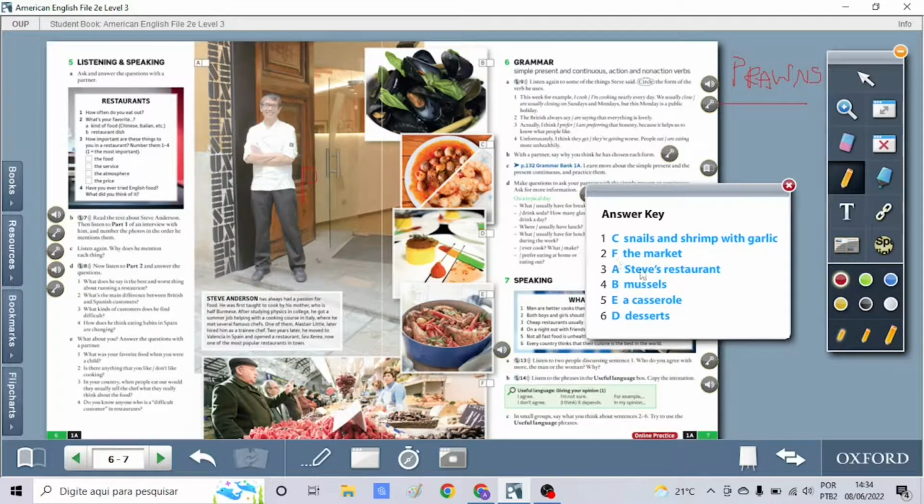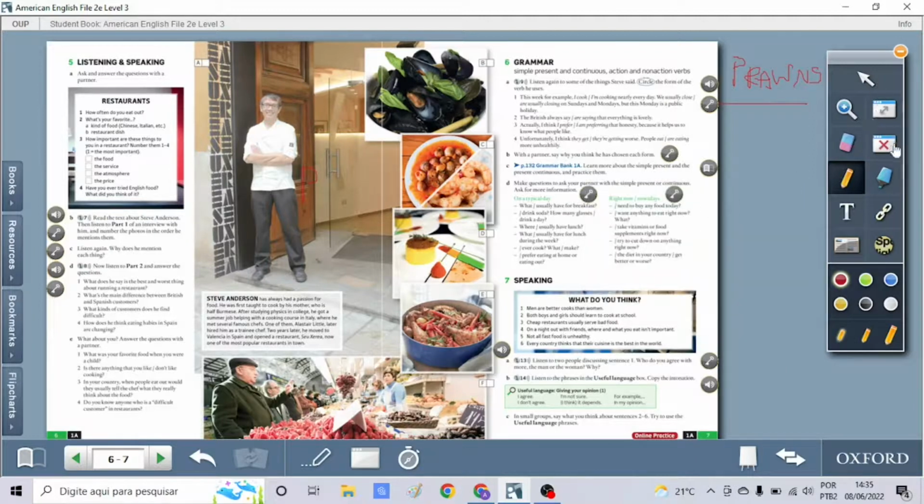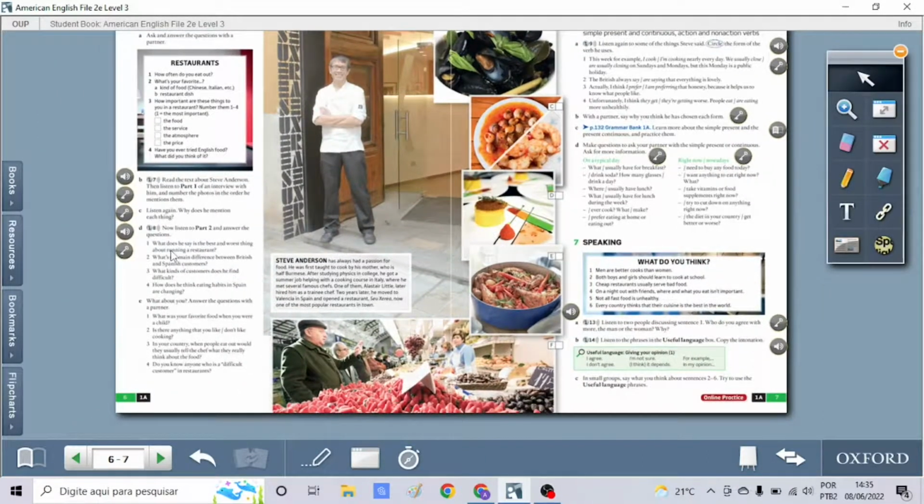Secondly, he mentions the market. Letter F is number 2. Number 3, right after, is Steve's restaurant. And then in 4 is letter B, the mussels. Number 5 is letter E, a casserole. And 6 is letter D, the desserts, which he doesn't like cooking. Okay, so this is the order he mentions them.